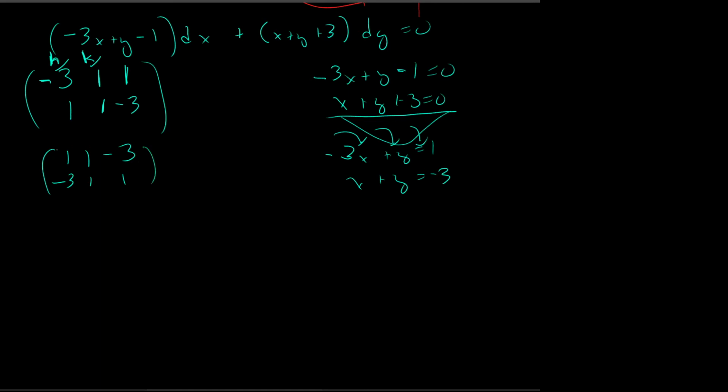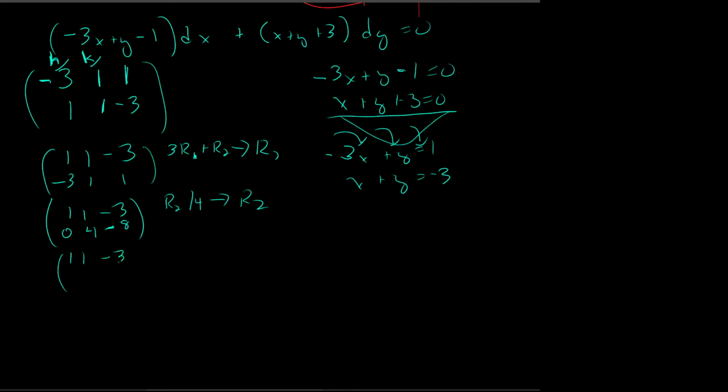And then I'm going to take 3 times the first row, 3R1, and add it to R2 and put that into R2. So 3 times this plus this is 0. I'm not changing my first row. 3 times this plus this is 4. 3 times this is -9 plus 1 is -8. That's my new row. And now I'm going to take row 2 and divide it by 4 and put it back into row 2. So 0, 1, -2. Well, at least I know my k value is -2.